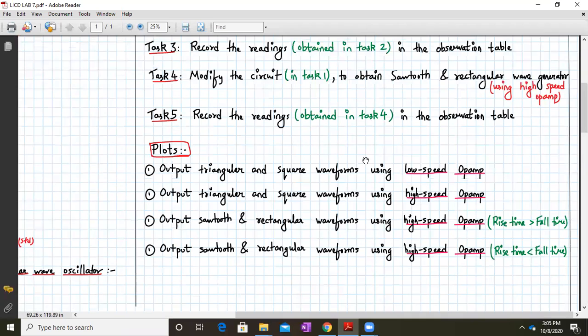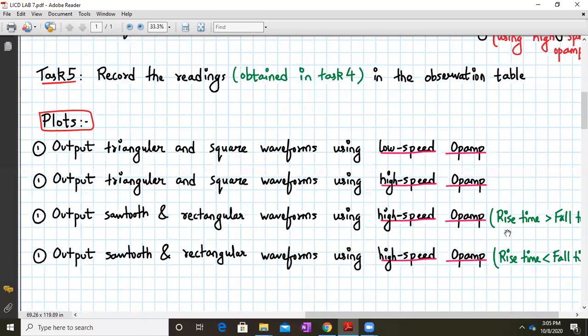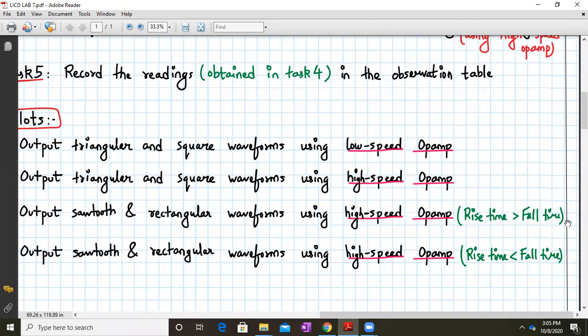Now let us go to the various plots. There will be a total of 4 plots. First will be the output triangular and square waveform using a low speed op amp. Second will be the output triangular and square waveform using a high speed op amp. The third one will be the output sawtooth and rectangular waveforms using a high speed op amp. You have to include both the circuit diagram and the output waveforms. So for sawtooth and rectangular waveforms using a high speed op amp, one case is for rise time greater than fall time, and the second case is for rise time less than fall time.